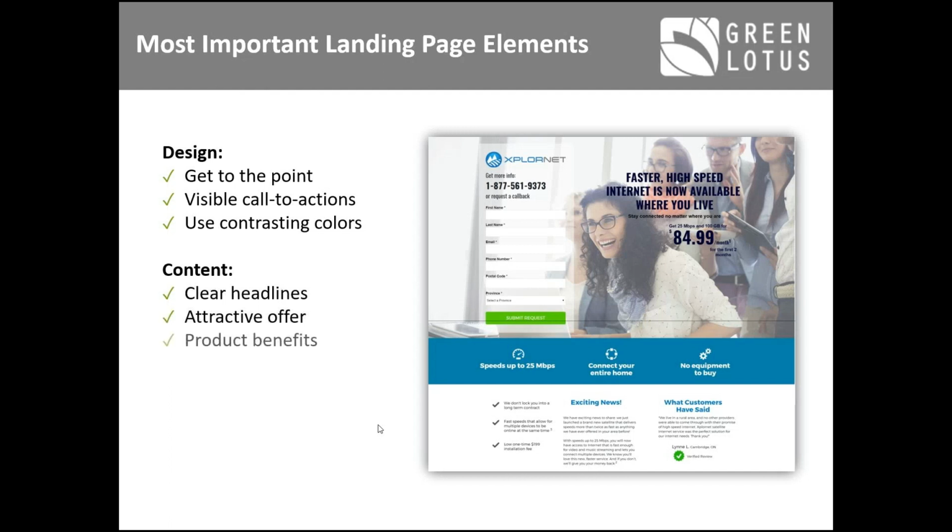Content: have clear headlines, attractive offers, and make sure to ensure your product benefits. If you can see here, it speeds up to 25 megabytes, connect your entire home, no equipment to buy. Right off the bat, you don't need to buy anything, you don't need to make holes, we will take care of everything and connect your entire house for you. That's the main benefit. And then lastly, I want you to do this 5-second test rule.